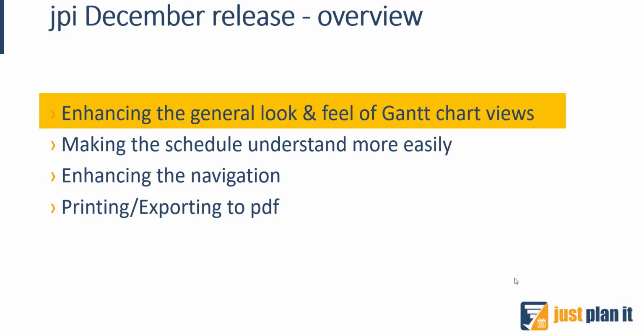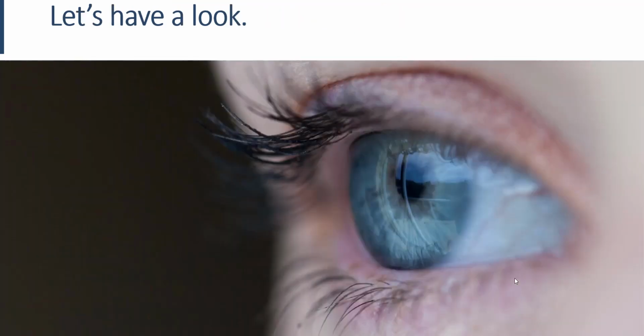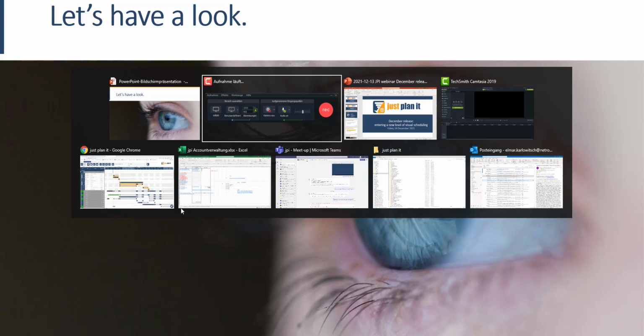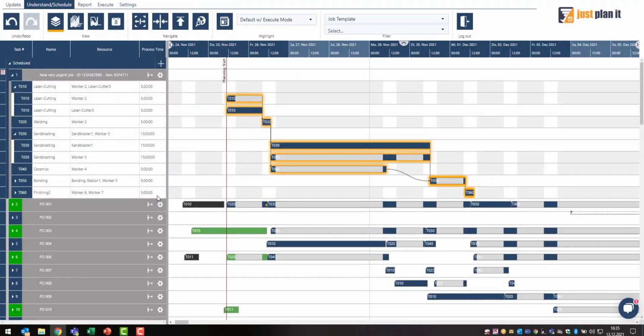Okay, so this is the overview, and let's start off with how we first in general enhance the look and feel. And for that, let's have a look into Just Planet. So, here what you see is the Just Planet user interface. And in general, of course, we didn't fully redesign, but let's see what's new. So first of all, now I have expanded a job in the job view, and let's focus your attention on the coloring of the bars.